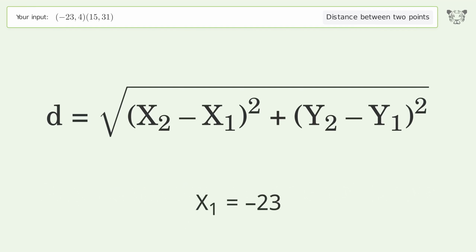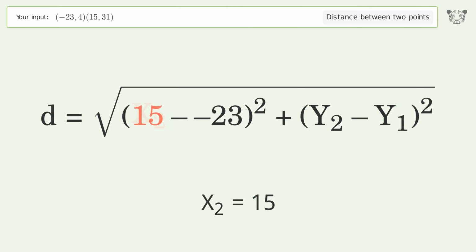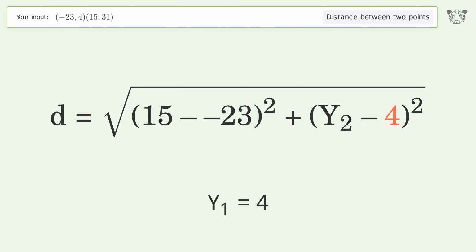x1 equals -23. x2 equals 15. y1 equals 4. y2 equals 31.